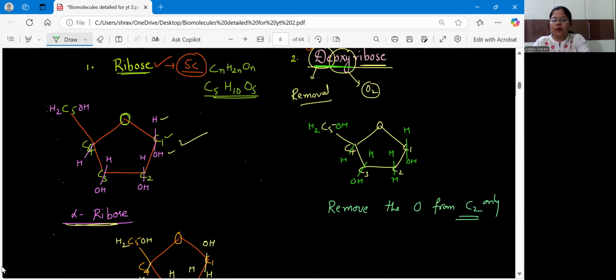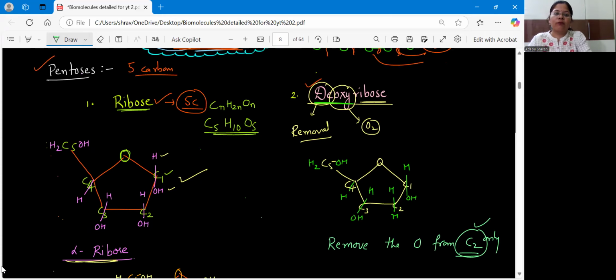You should not remove oxygen from 1st or 3rd carbon or 5th carbon. Always you have to remove from 2nd carbon only. Only then we call it as deoxyribose. So these are the 2 examples of pentoses, ribose and deoxyribose.